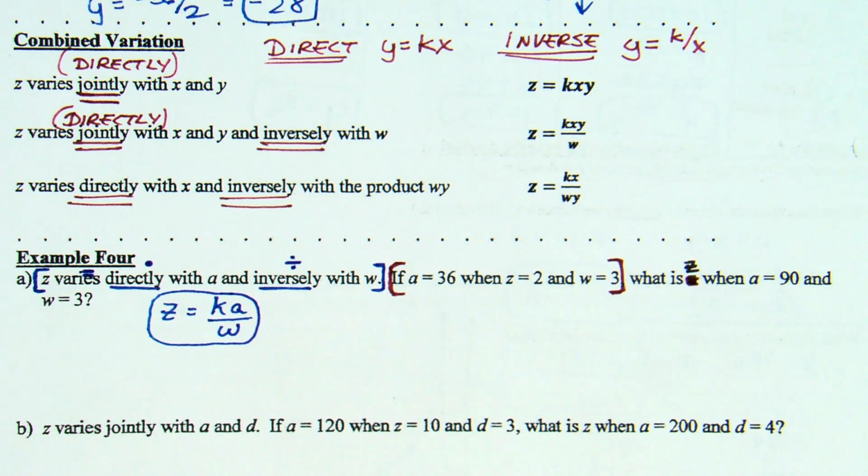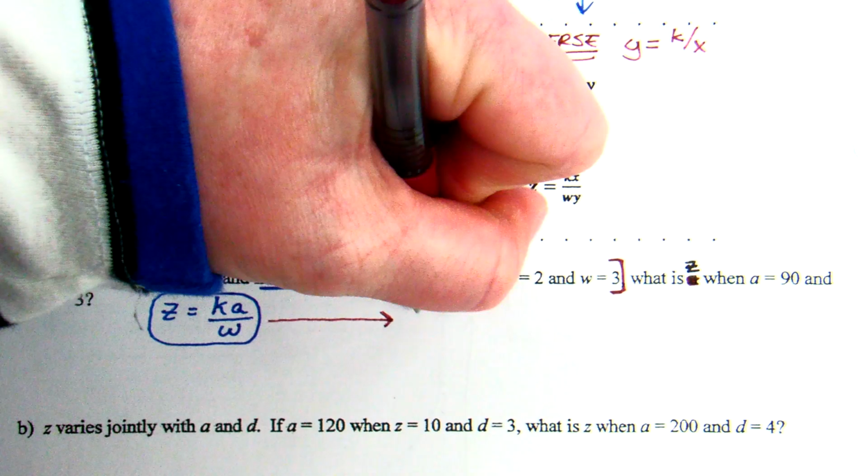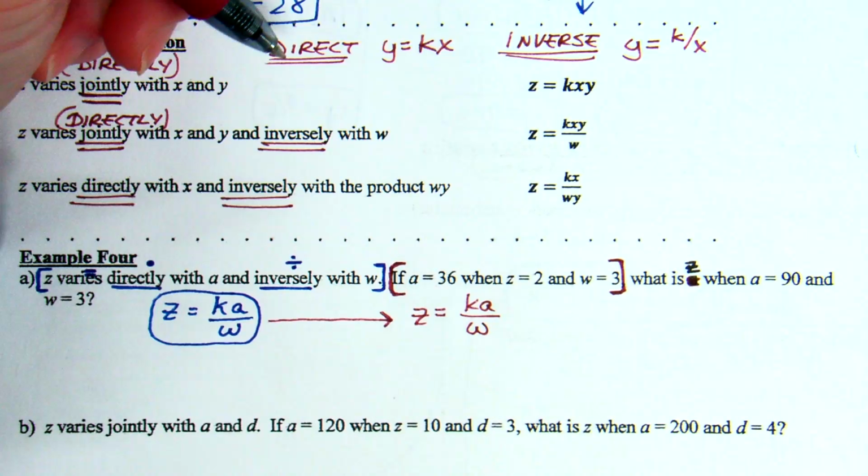Yeah, if I know an A, a Z, and a W, that means I know everything in my equation except K. So this second set of information, they're providing it to us so we can find K. We can find our constant. So, let's do it. I'm going to use Z equals KA over W. Plug your stuff in, do the math.